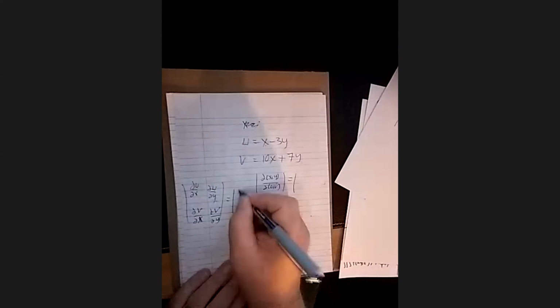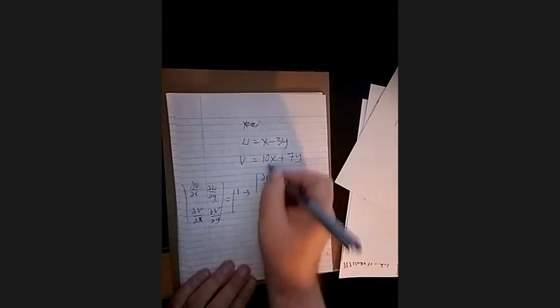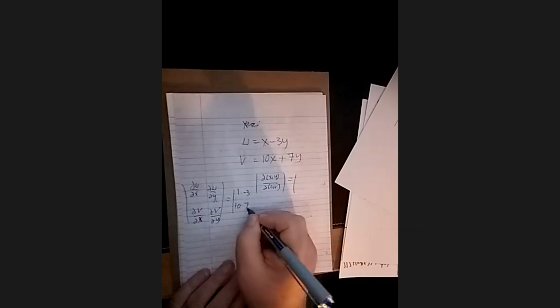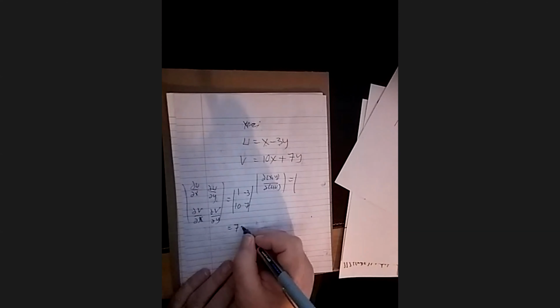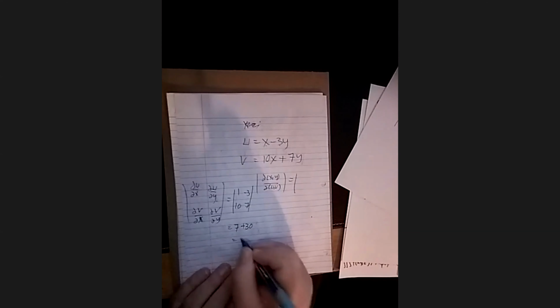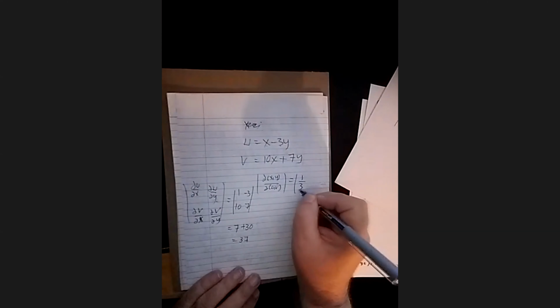to do that guy. So what's that going to be? It's going to be a 1, a -3, a 10, a 7. 1 times 7 is 7. Take away a -30 is add 30. The answer is 37. But won't our Jacobian just be 1/37? Yep. So that's what I mean by the cheat, right?